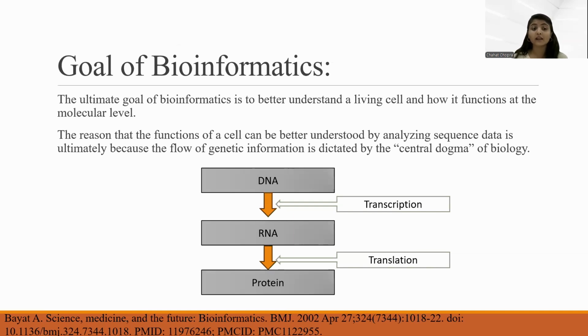Now, the ultimate goal of bioinformatics is to better understand a living cell and how it functions at the molecular level. This could be done by analyzing raw molecular sequence and structural data. Bioinformatic research can generate new insight. The reason for that is that functions of a cell can be better understood by analyzing the sequence data. That is because the flow of genetic information is dictated by the central dogma of biology, which states that when DNA is transcribed, it forms RNA, and when RNA undergoes translation, it forms proteins. So cellular functions are performed by proteins whose capabilities are ultimately determined by their sequences. Therefore, solving functional problems using sequence and sometimes structure approaches has proven insightful.